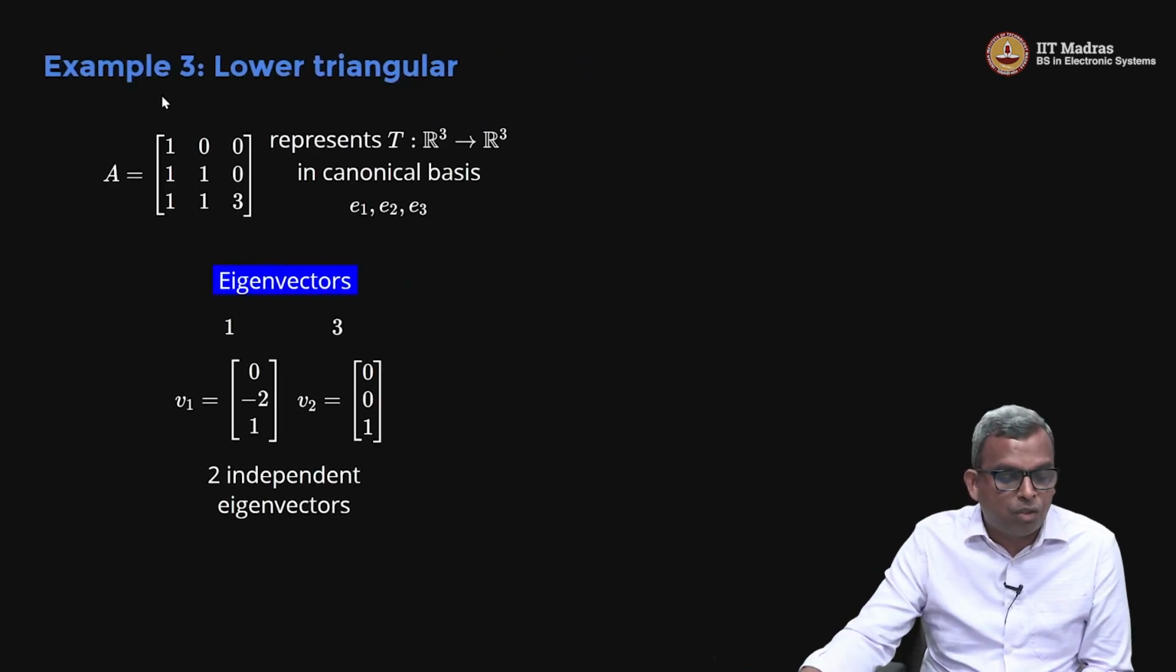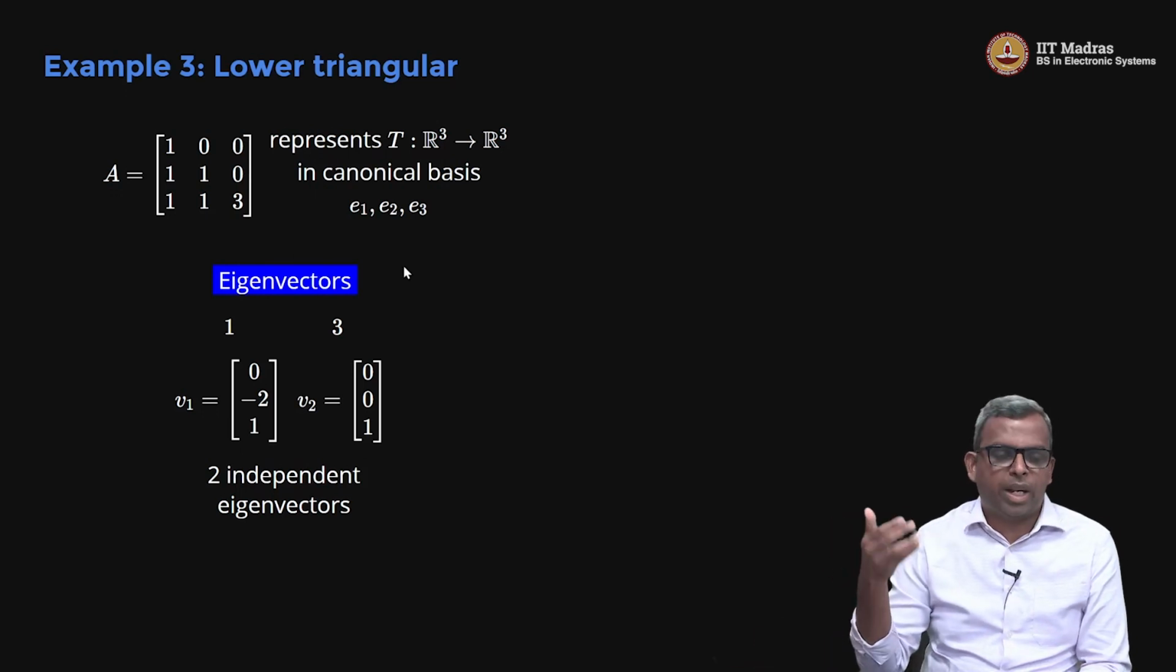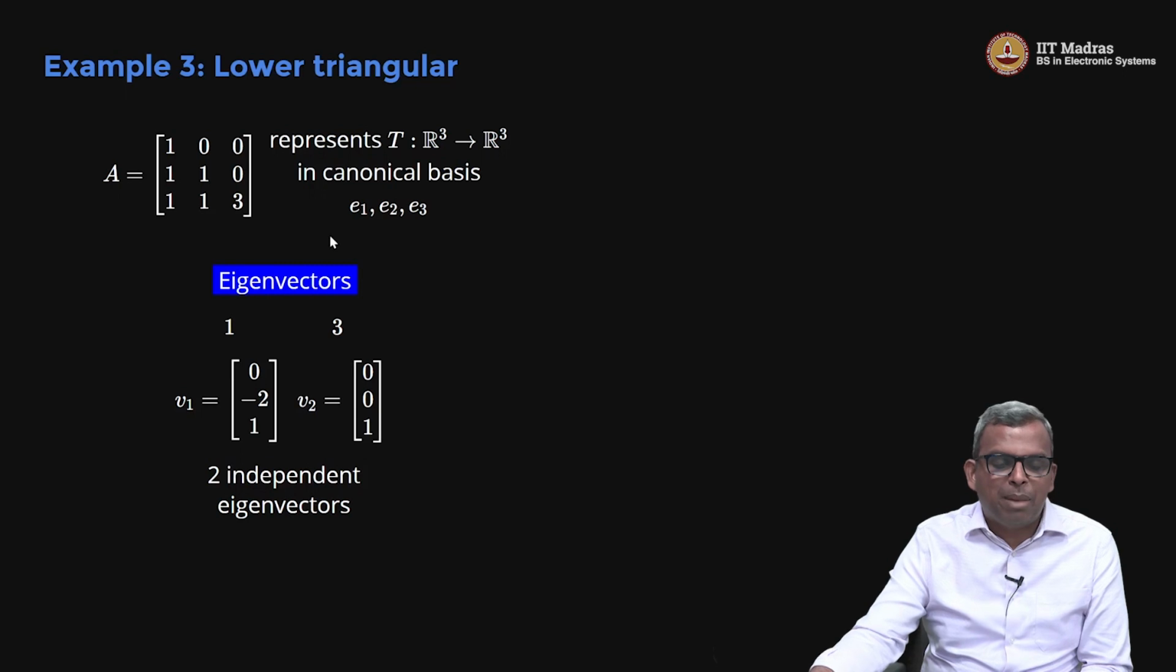Here is the example that we saw, this 1, 1, 3 example where you had only 2 independent eigenvectors. So the third independent vector is not there, and this ends up being non-diagonalizable. So what's the best we can do? You cannot diagonalize this one, but can I make it nearly diagonal? That's the next question.